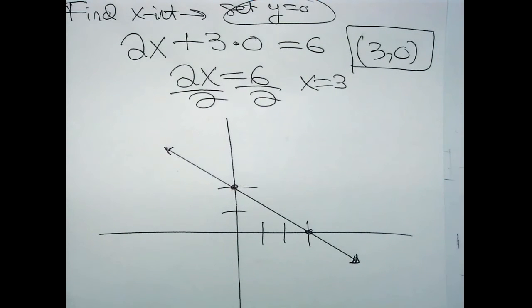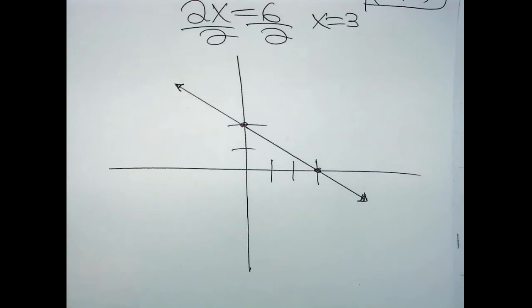So there is a benefit to general form, and that is you can find the x and y intercepts very quickly. Let me show you how to translate something from one form to the other. Let's translate from slope-intercept form into this general form.